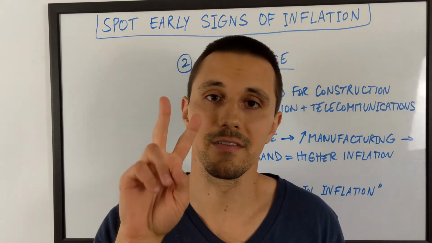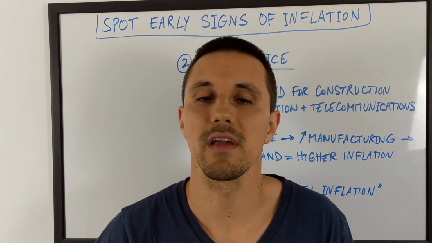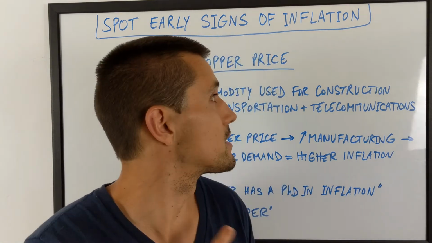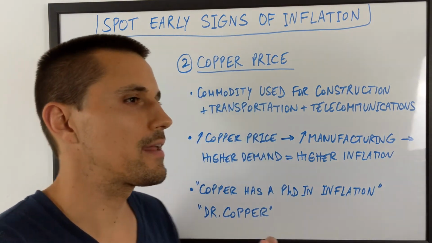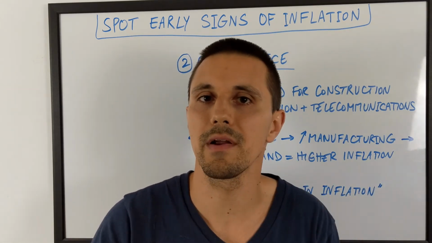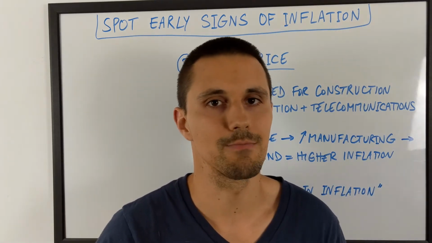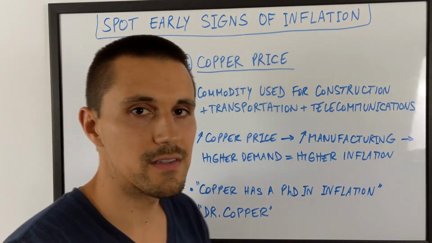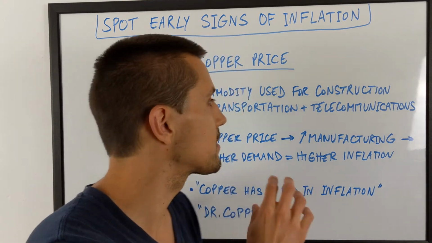Let's quickly talk about the second index investors are looking at when it comes to tracking early signs of inflation, which is the copper price. Again, you might say, that's strange, what's the relationship between copper price and inflation? Well, let me explain.